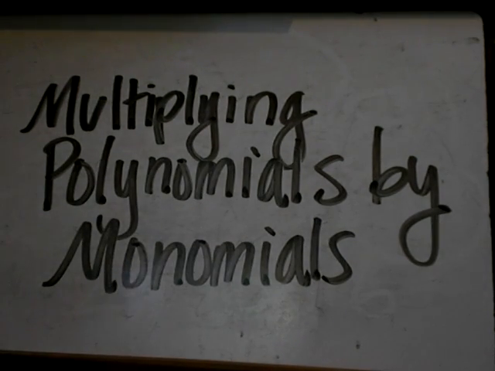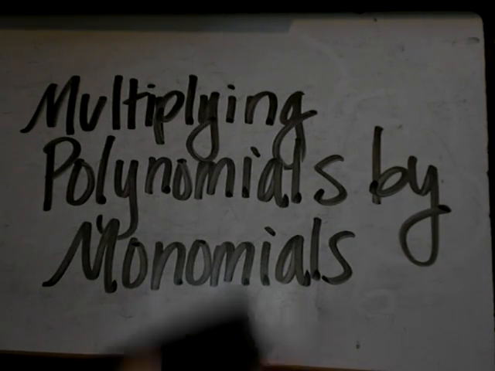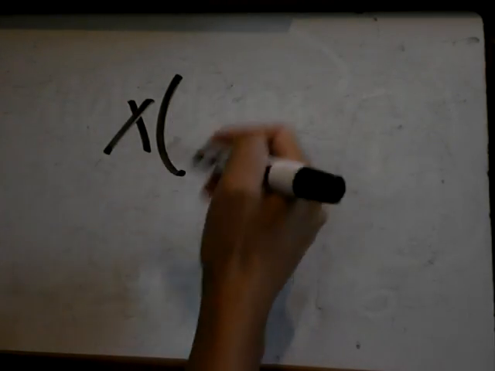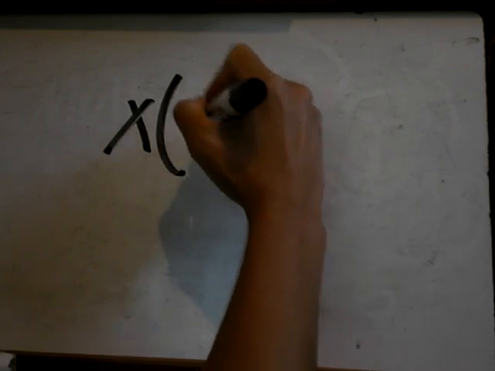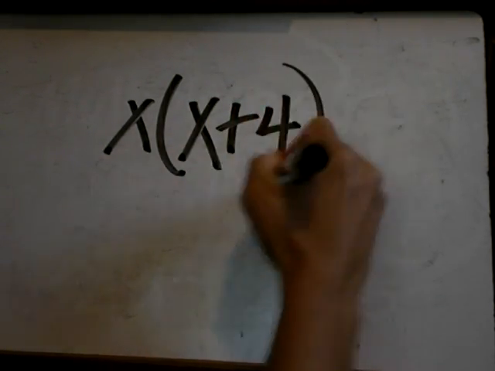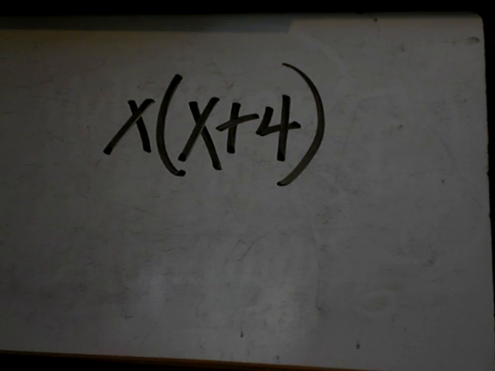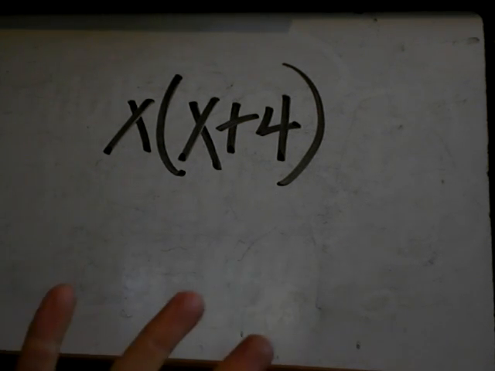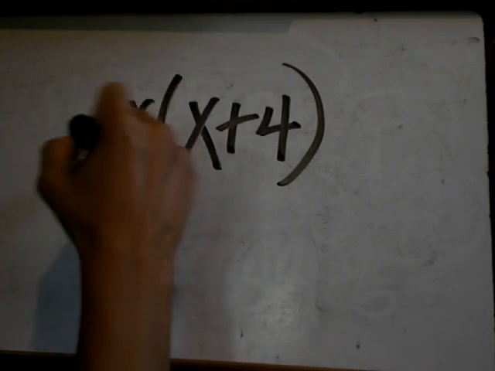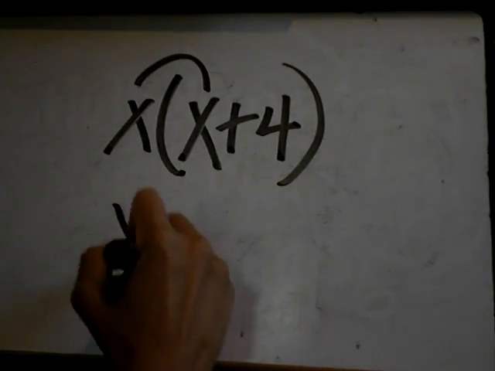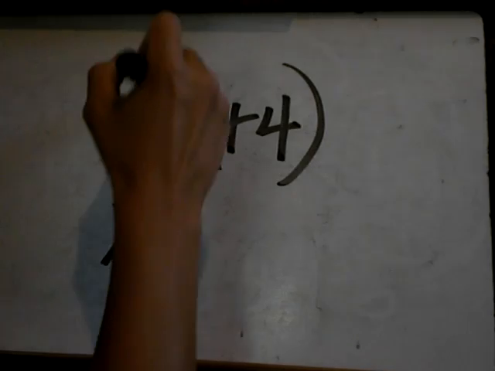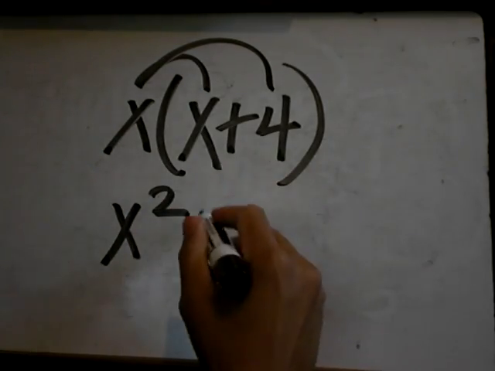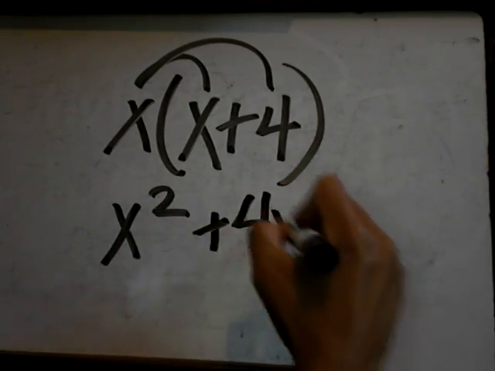Hi everyone. In this session we're going to be multiplying polynomials by monomials. Let's start off with an easy one. Let's say I want you to multiply x and x plus 4. Just by looking at it we know right off the bat that we have to use the distributive property. So we're going to distribute this: x times x is x to the second power. x times positive 4 is positive 4x.